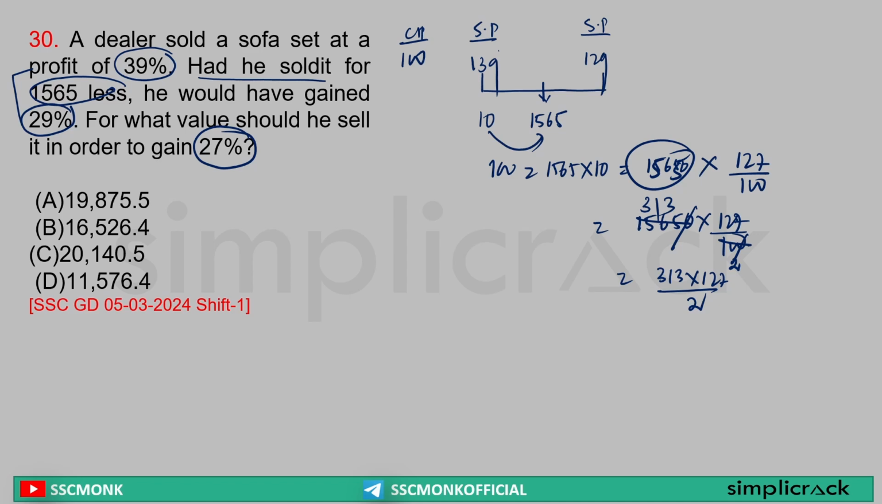Clear? Yes or no? Yes. So this is how you can directly solve the question. Now 313 127, if I solve it, 21, this will be 5, this will be 7, 39. So what is the answer on the numerator? 39751 divided by 2, that is equal to 19875.5. Answer option A. Clear?